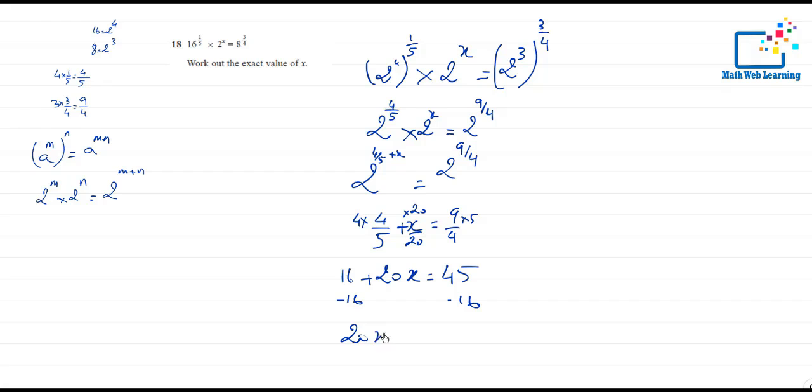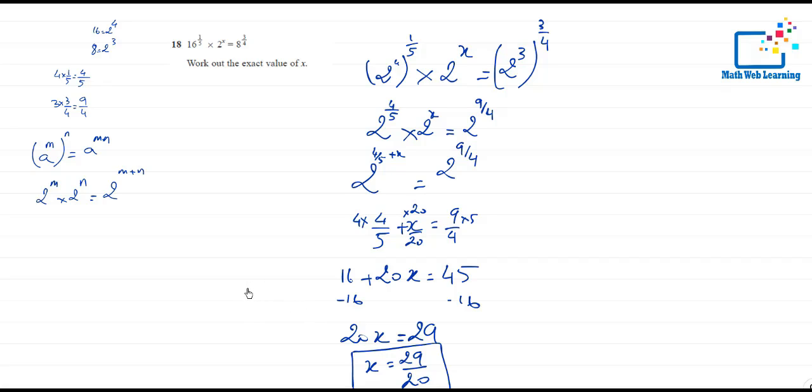So we have 20x equal, what is it, 29? 45 minus 16 is 29. And then therefore x will be equal to 29 over 20. And that is your answer. Now you have the choice to write it down as a mixed number or a decimal number. It's up to you, but I'm going to leave it like this. It should be fine. And that's how you answer question 18.